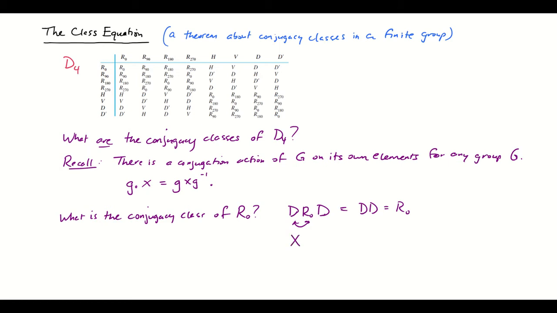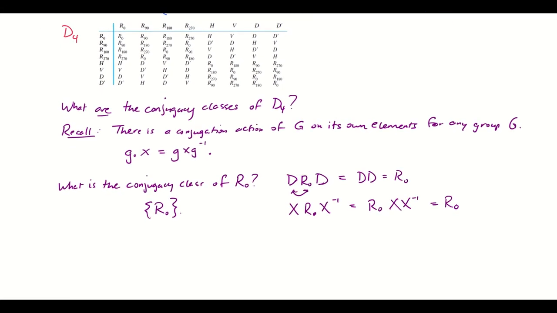If X is any element of my group, I've got an R0 there and X inverse, then the R0 is going to commute because it's the identity, and I'm going to be left with R0. So the conjugacy class of R0 contains just one element, it's R0. Okay, so let's try a different one. Now I don't want to get too far out of bounds because I want to keep my Cayley table in the picture here.